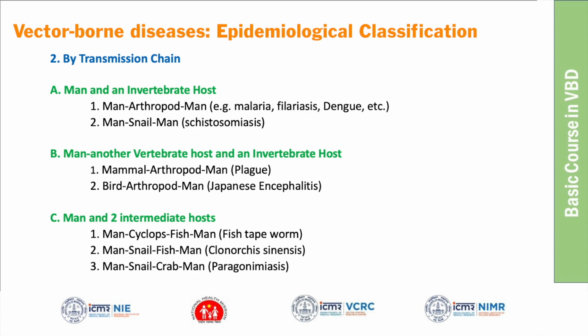And C, man and 2 vertebrate hosts, the examples of which are man, cyclops, fish, man, fish tapeworms, then man, snail, fish, man, Clonorchis sinensis, and man, snail, crab, man, Paragonimus. This is an example of 2 intermediate hosts involved in the transmission.